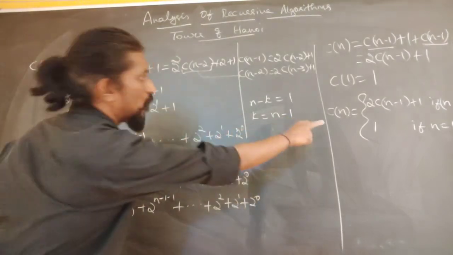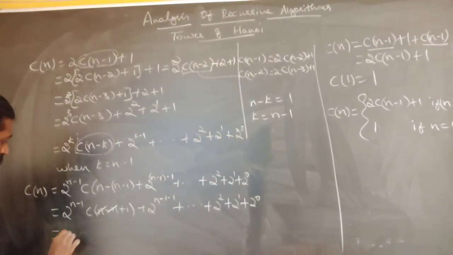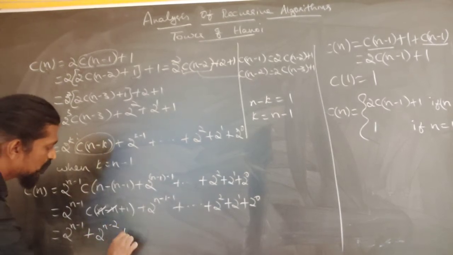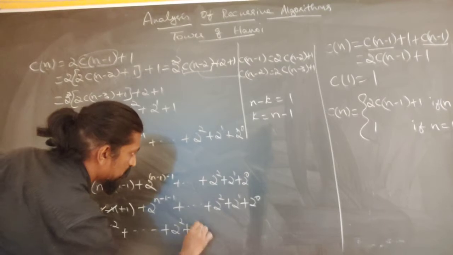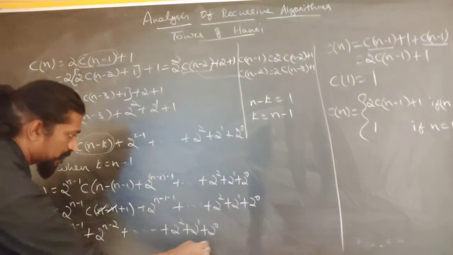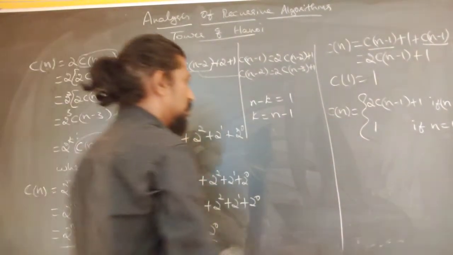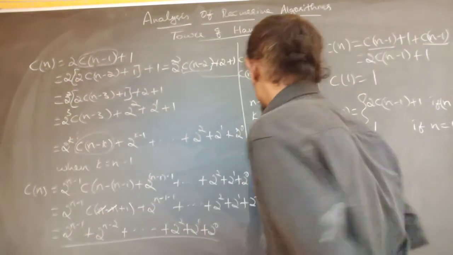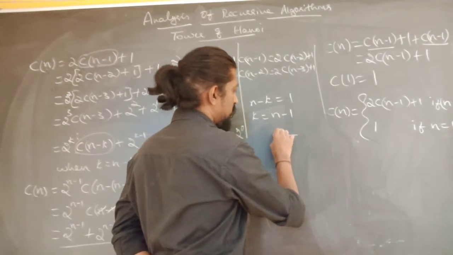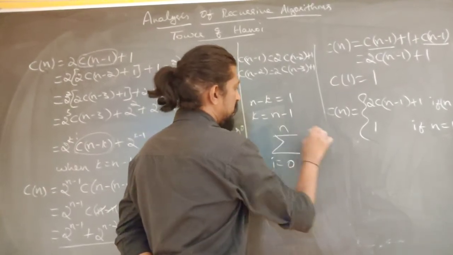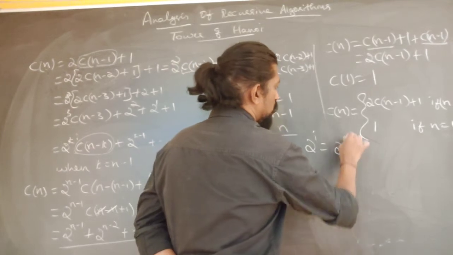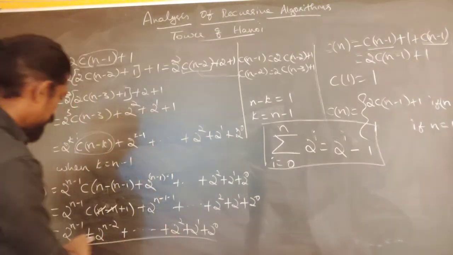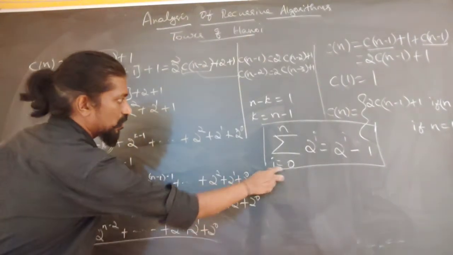C of 1 is 1. So this becomes 2 to the power of n minus 1, plus, n minus 1 minus 1, 2 to the power of n minus 2. This series continues up to 2 squared plus 2 to the power of 1 plus 2 to the power of 0. So now we have a series of 2 to the power of i, starting from 0 up to n minus 1. For this we have a formula: summation i equals 0 to n of 2 to the power of i is equal to 2 to the power of n plus 1 minus 1. So this is a formula. When we substitute that formula here, see the series starts from 0, i is equal to 0.